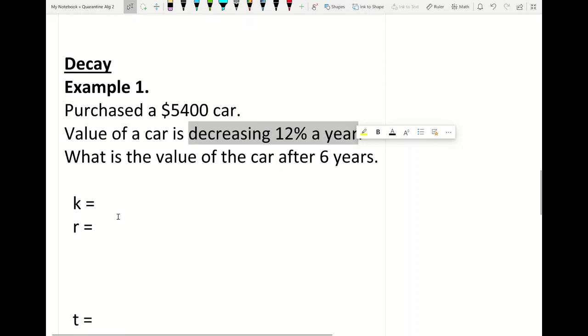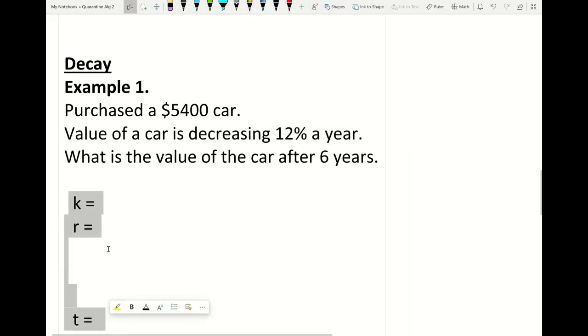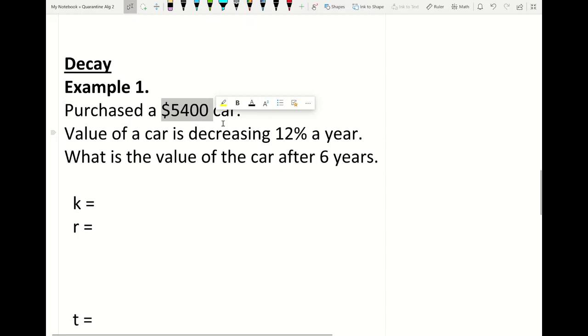Okay, so let's figure out those three variables, K, R, and T. K is always the easiest one to figure out. It's the initial value of whatever you're talking about. In this case, it's 5,400. So right now, the value of the car is 5,400.